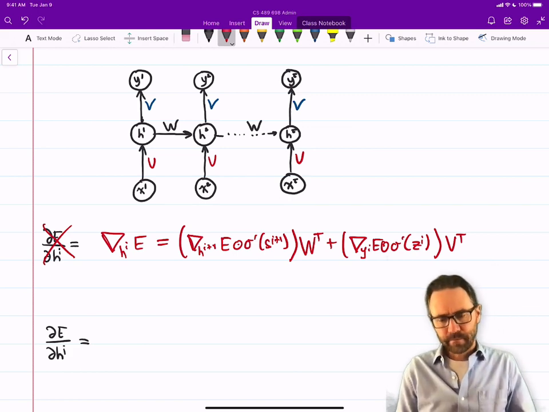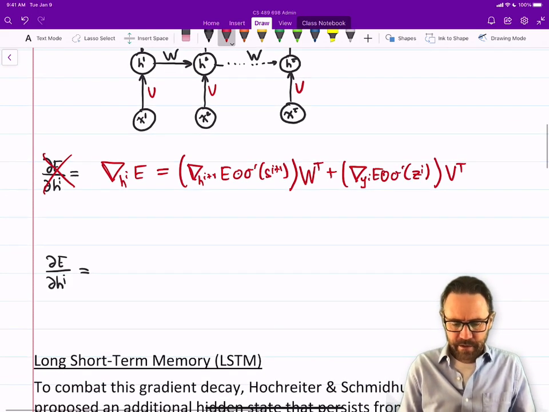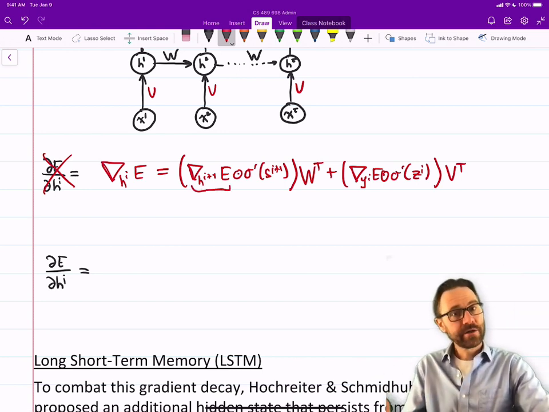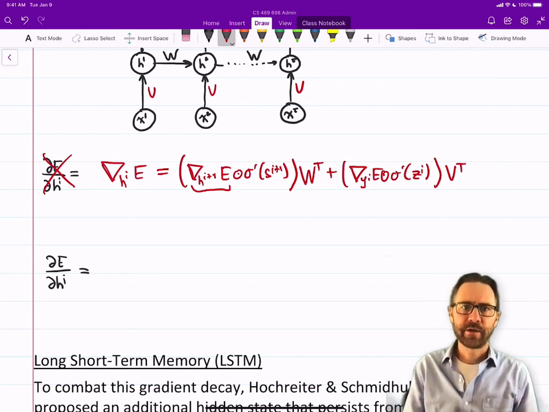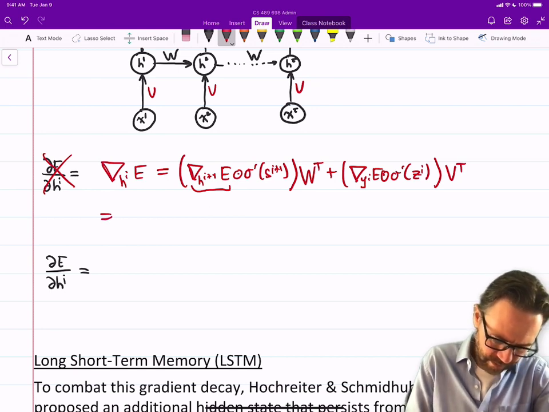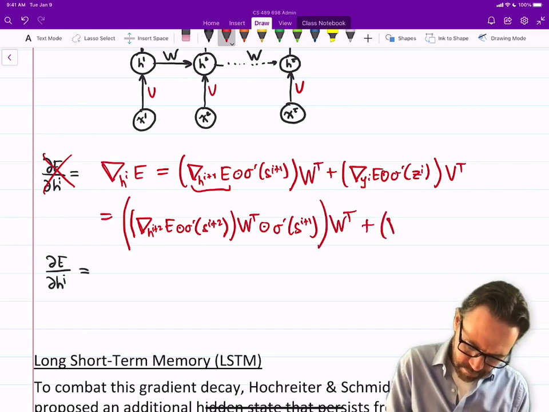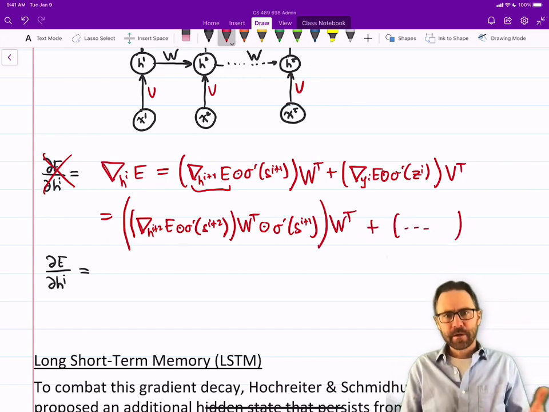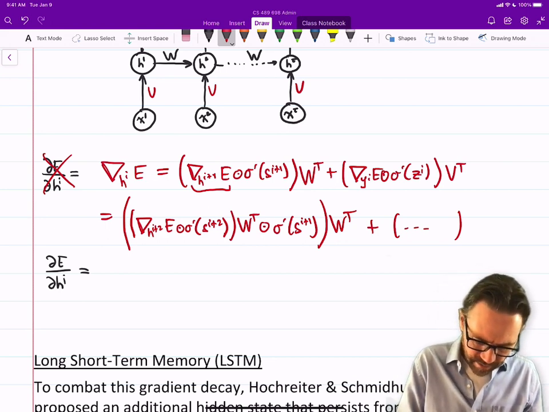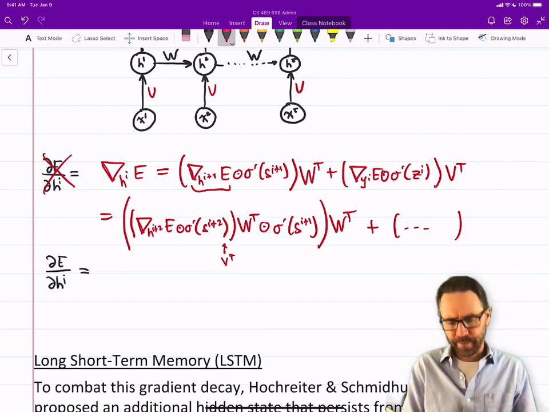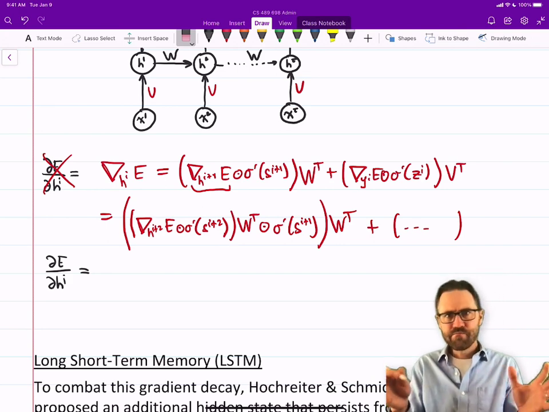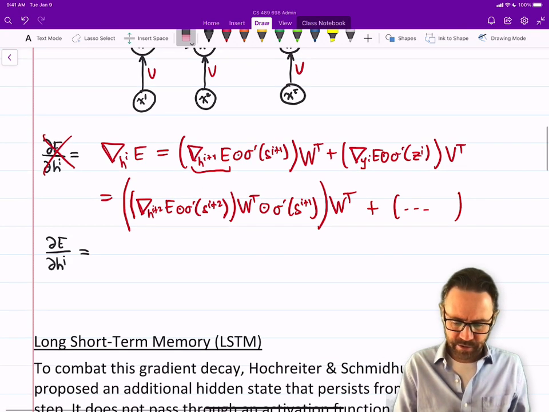Okay, so that's great, but I notice that there's this thing here, so I can also expand that and write it in terms of the gradient of E with respect to H_{i+2}. So I'm going to rewrite that whole thing, plus some other stuff. There are some cross terms here because there's a part in here that has V transpose in it as well, which I took out and put over here just to show this leading term. So there's other stuff.